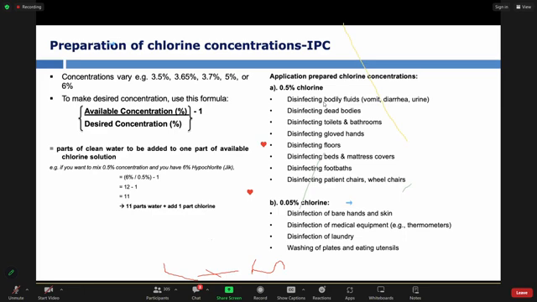Key to notice that the application depends on the need. 0.5% is desired when it comes to disinfecting bodily fluids, heavily soiled contaminated spaces, the floors, and the gloved hands. A lower concentration is used for hands, skin, and also disinfection of laundry. Obviously, chlorine has its limitations: the corrosion of metals and tissues. So you need to ensure that you don't use a high concentration on surfaces, tissues, or body surfaces.